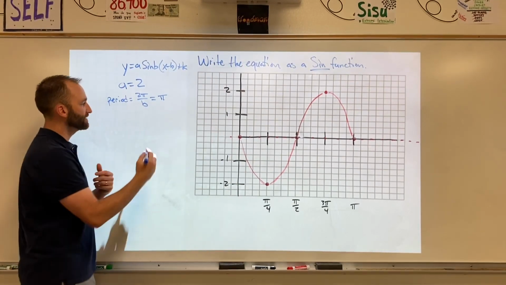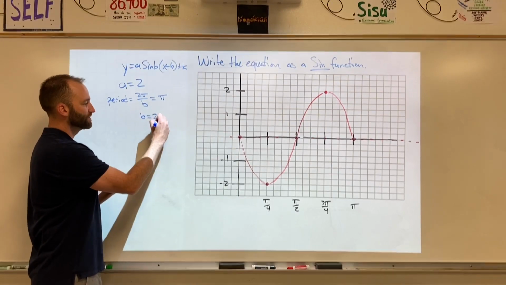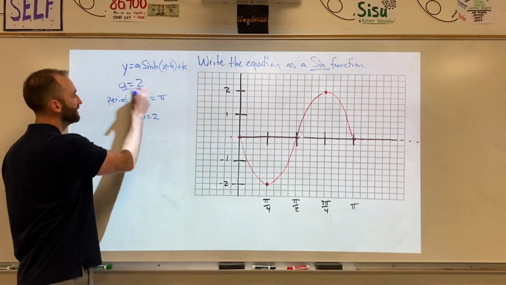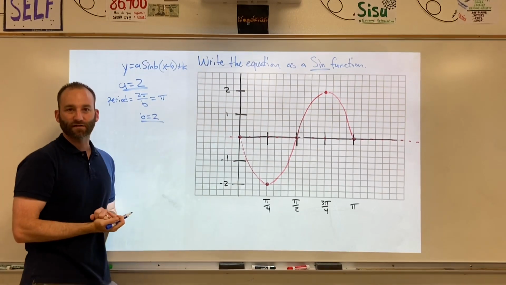So 2 pi divided by what would equal pi? Obviously, you can see the answer there. B is gonna equal 2. 2 pi divided by 2 would just equal pi. So right away, I've got my a value and my b value.